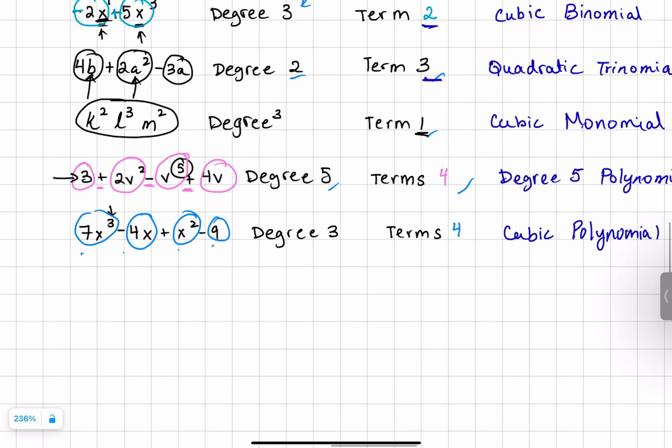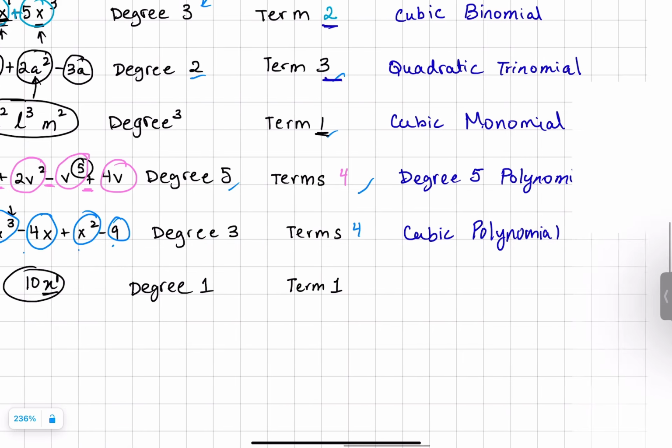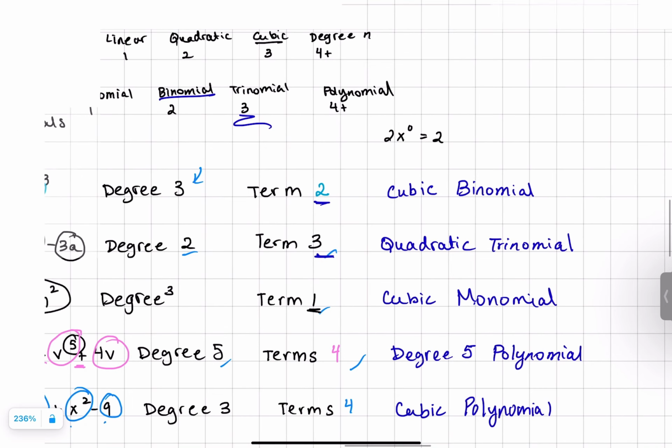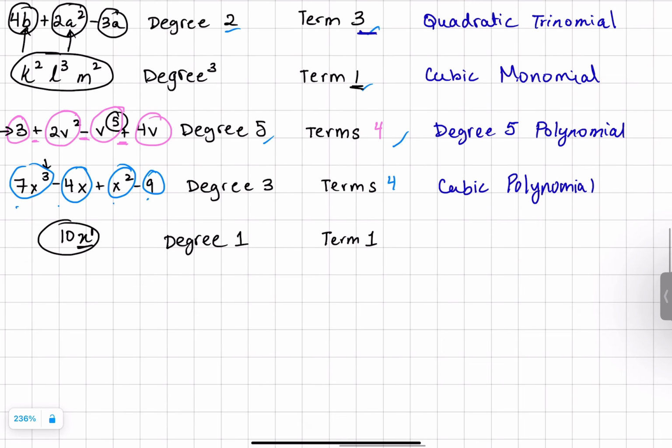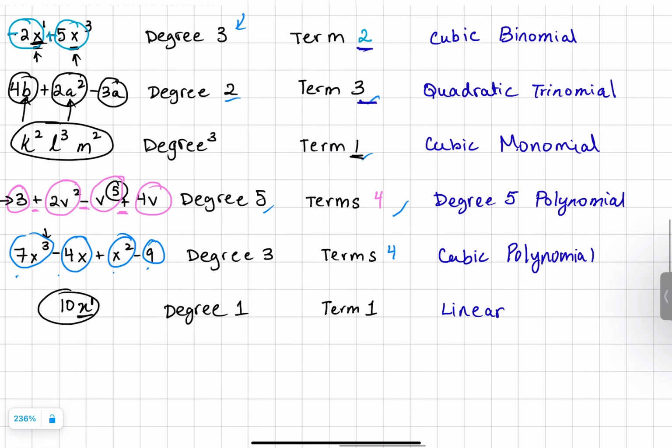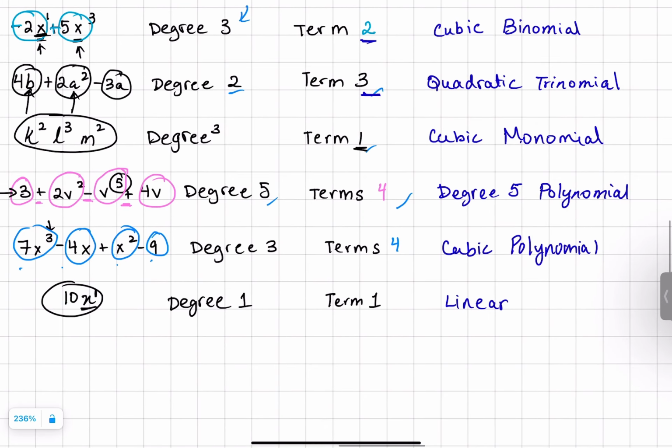Great. Let's look at one last example. Okay, so let's say we had something like 10x. Well, there's a degree of 1 because the x value has an exponent of 1, and the term is 1. This is because there's no addition sign, it's not being added or subtracted to anything. So this would be linear. Since it has 1 term, it would be a monomial. So linear monomial.